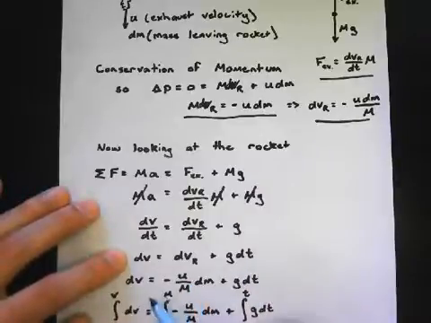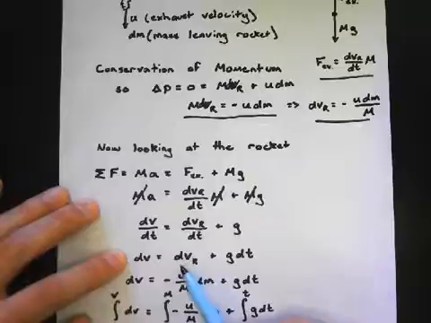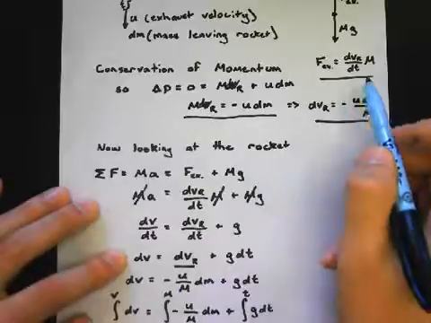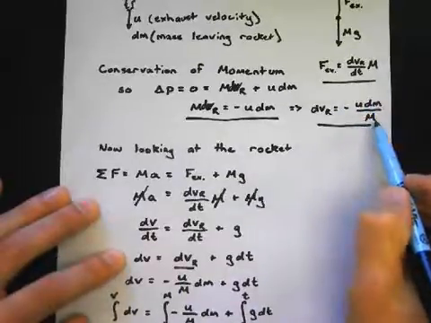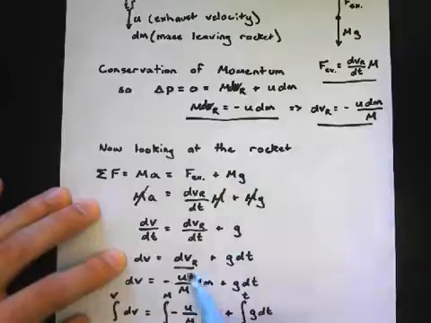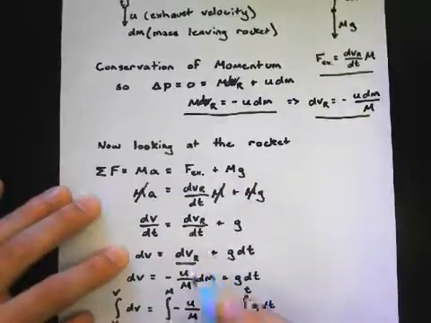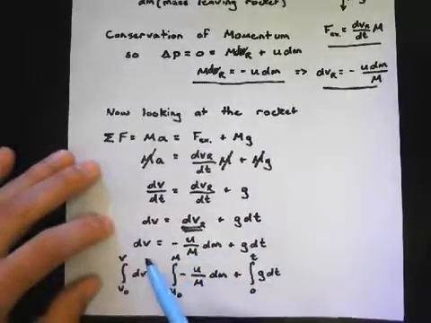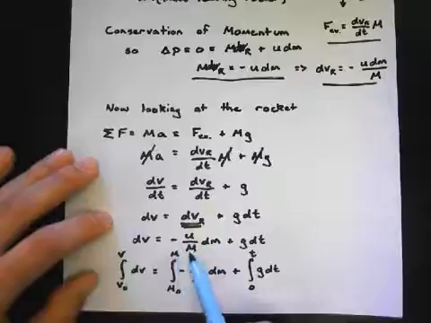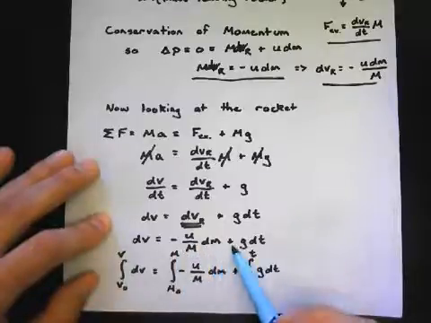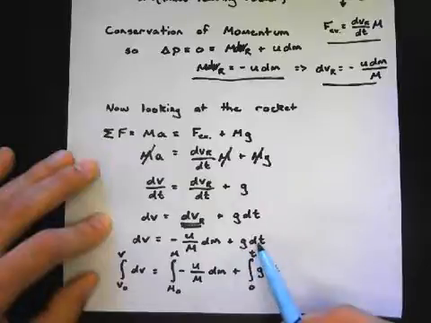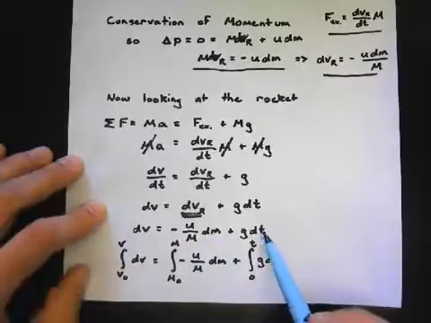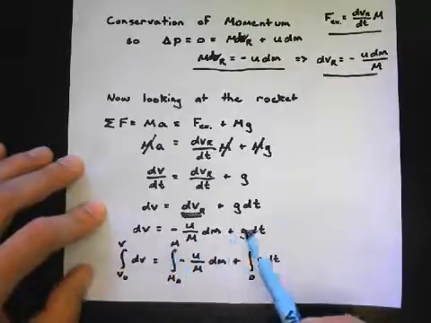And then we can sub in what we found for dvr from conservation of momentum from up here. So we have that negative u dm over m. We can sub that in for this quantity to get dv equals negative u over m dm. Then we still have plus g dt. Now we have our differential equation set up, so we can integrate through the whole entire thing.